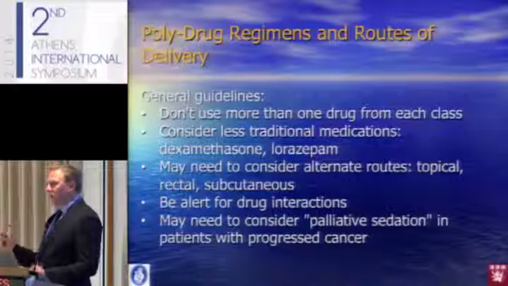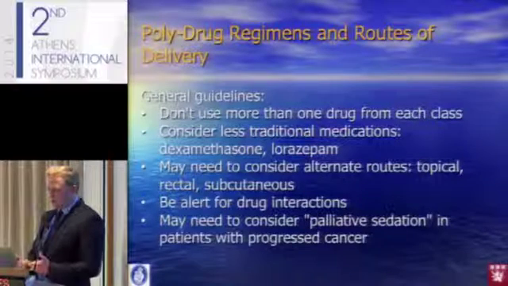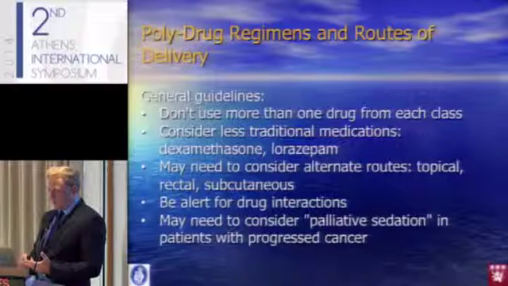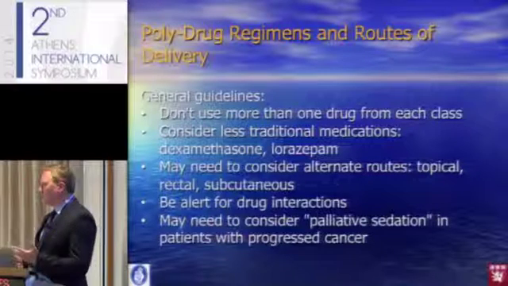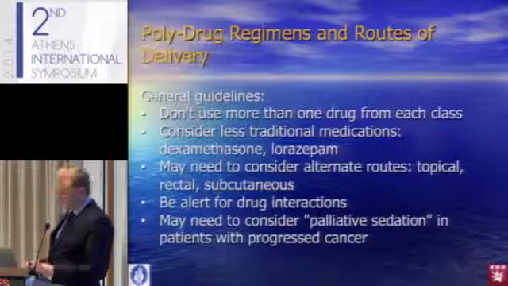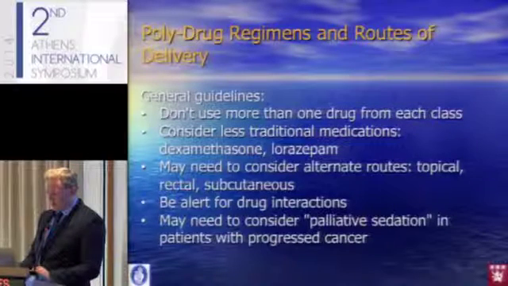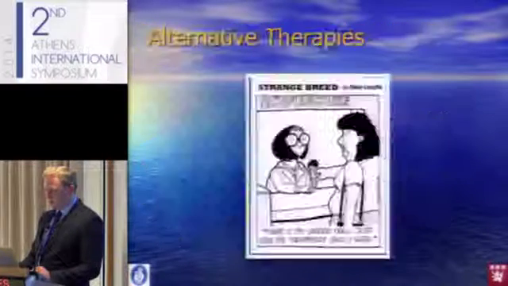You'd rather use different drugs such as neurokinin 1 antagonists. You can consider less traditional medications such as dexamethasone or lorazepam. You can consider alternative routes, topical, rectal, subcutaneous, because when patients are nauseous and vomiting, often they can't tolerate an oral medication. And be alert for drug interactions. In patients with cancer, you could consider palliative sedation if the cancer has progressed.